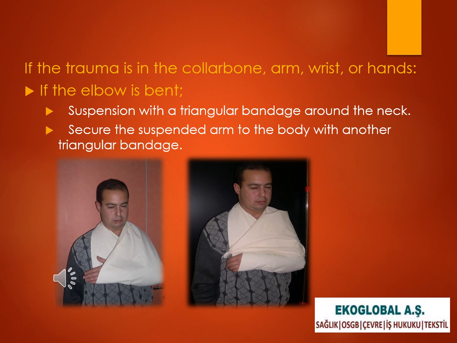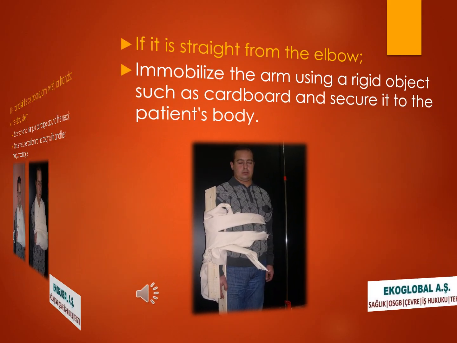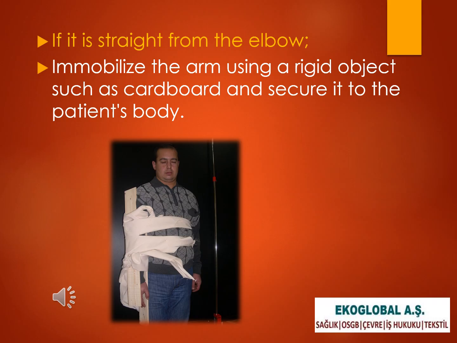If the trauma is in the collarbone, arm, wrist, or hands, if the elbow is bent, suspend the arm with a triangular bandage and secure it to the body with another triangular bandage. If it is straight from the elbow, immobilize the arm using a rigid object such as cardboard and secure it to the patient's body.